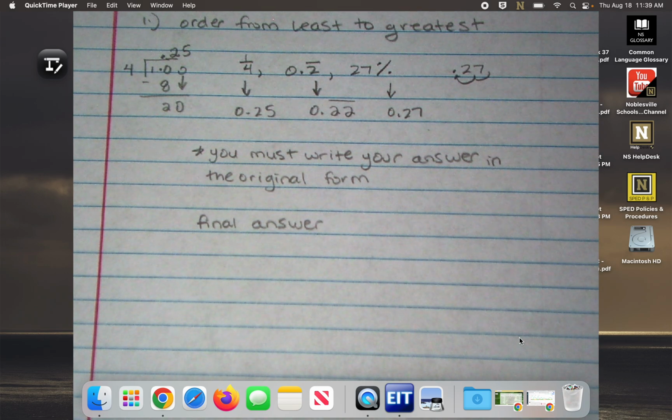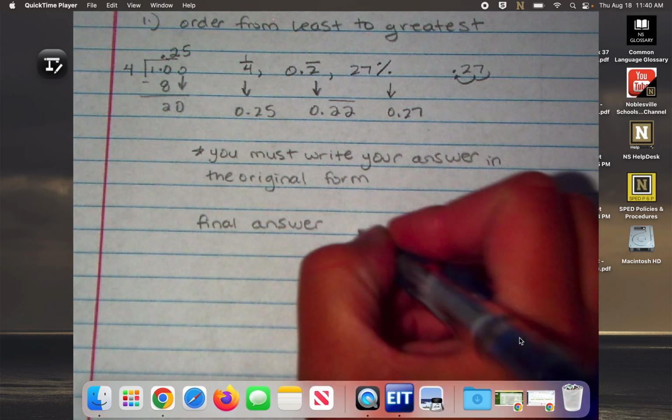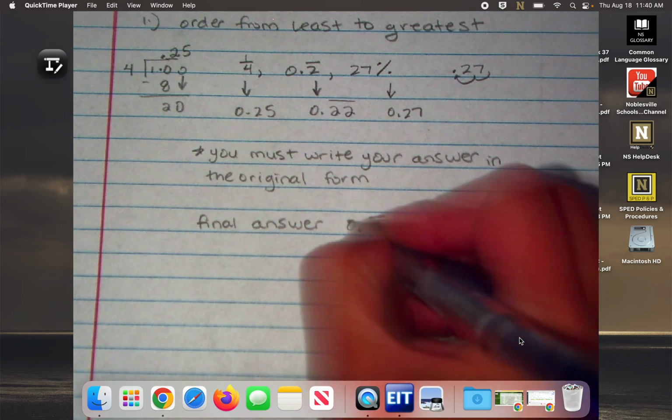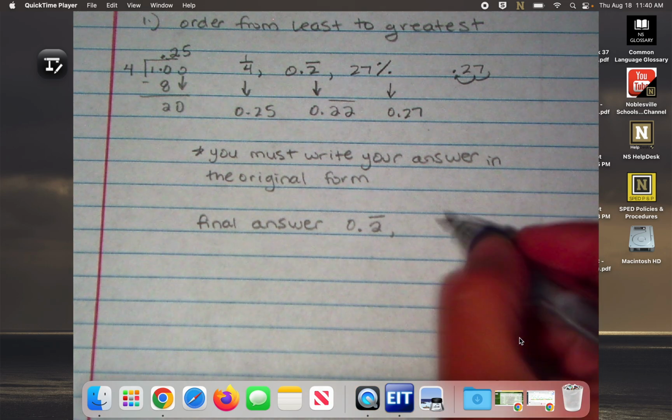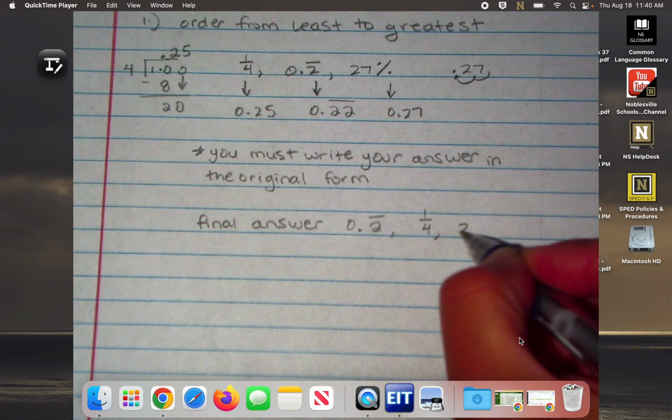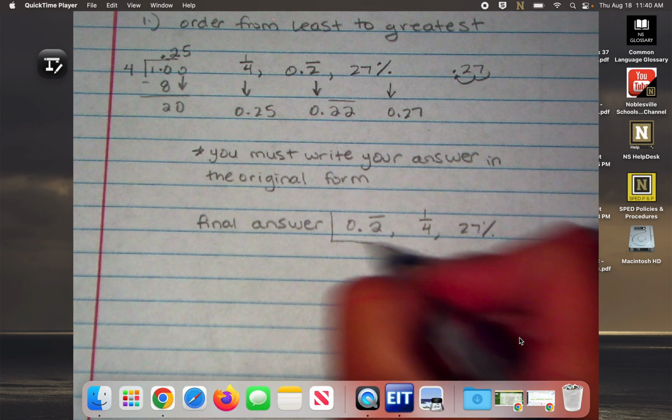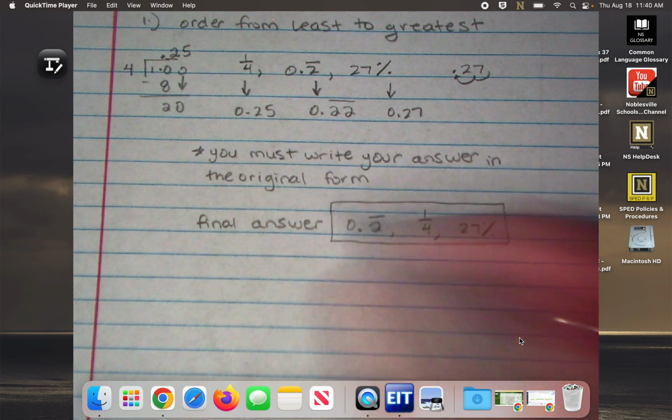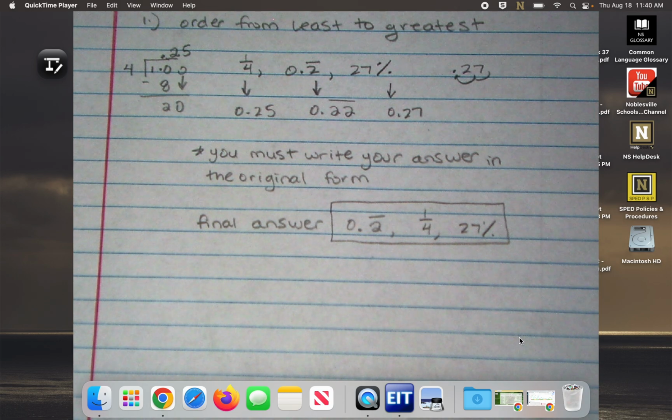So what will my final answer be? What is the order least to greatest? 0.2 repeating, and then 1/4, and then 27%. Fantastic. So the form that it's given to you should be what you use in your answer, not the converted decimal values.